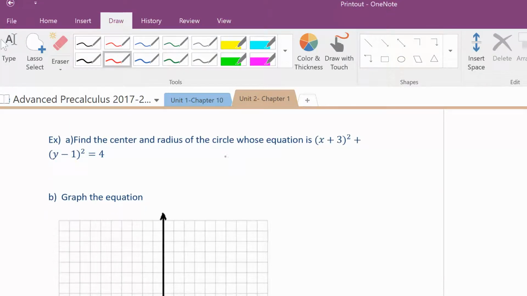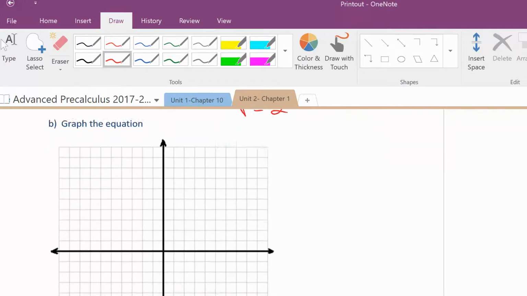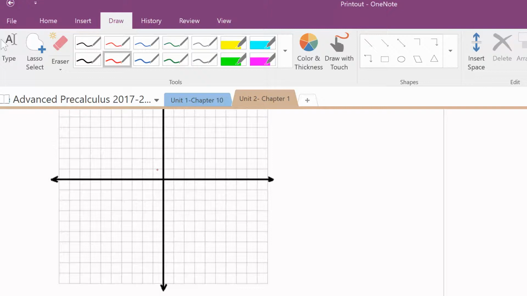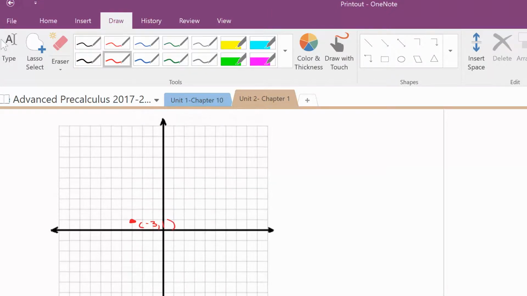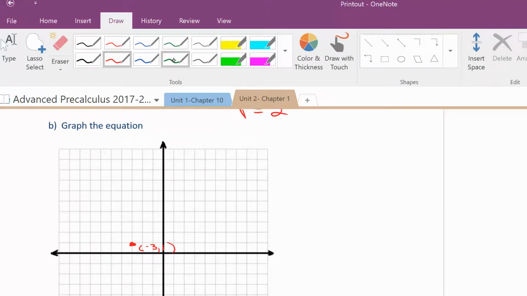Here it says the same thing. So the center here is (-3, 1), and the radius is 2 because the square root of 4 is 2. So then we graph (-3, 1), which is right here. And since the radius is 2, we're going to go 2 in each direction.